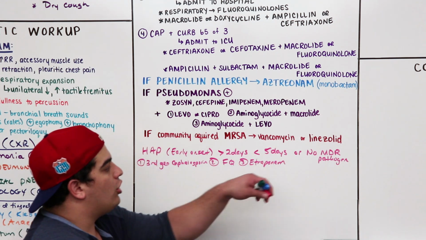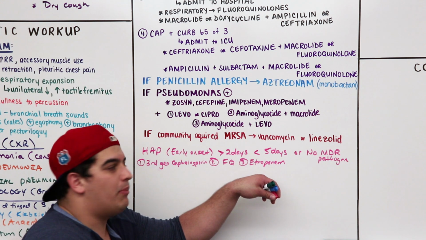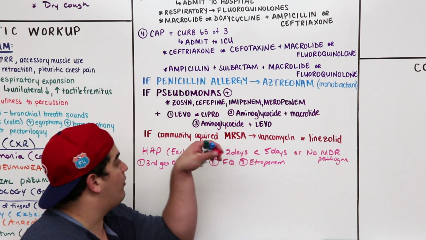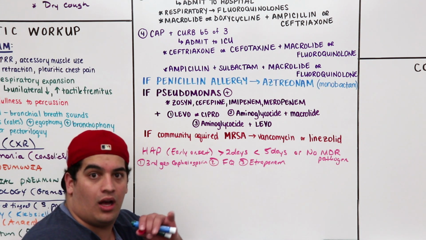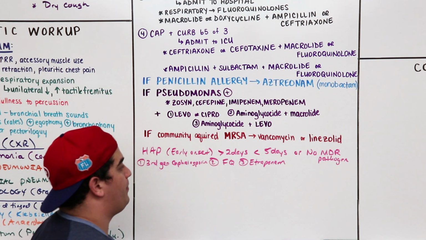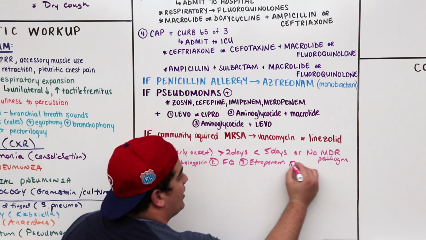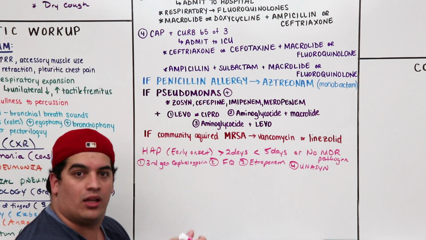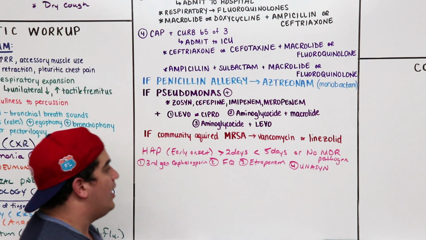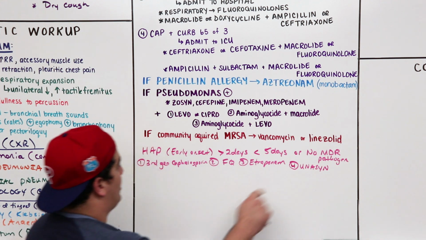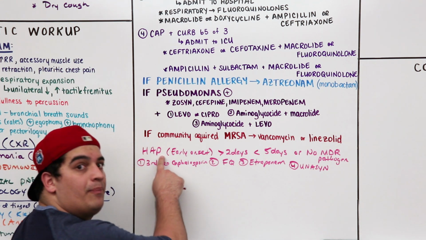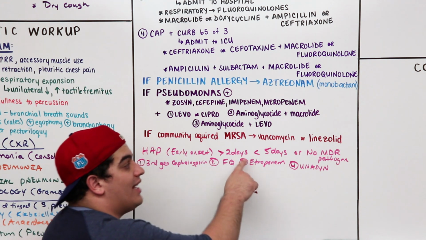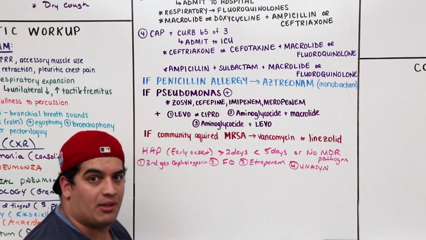Now here's the thing. Ertapenem is a carbapenem, but it's one of the weaker carbapenems. Okay, but it's going to be pretty helpful for being able to treat early onset hospital-acquired pneumonia. So we can give ertapenem. The fourth one that we can give is called Unasyn. And Unasyn is just ampicillin and sulbactam. Okay, so these are the 4 different things that we could give to someone who has hospital-acquired pneumonia, early onset, greater than 2 days in the hospital admission, but less than 5 days or no multi-drug resistant pathogen.